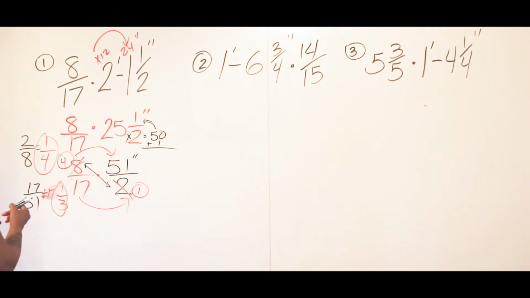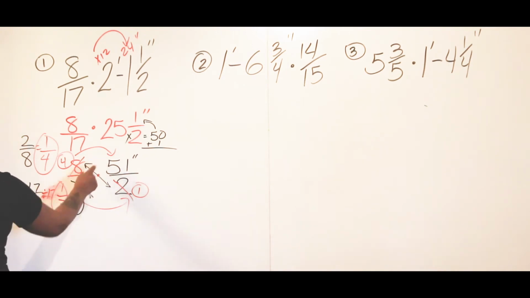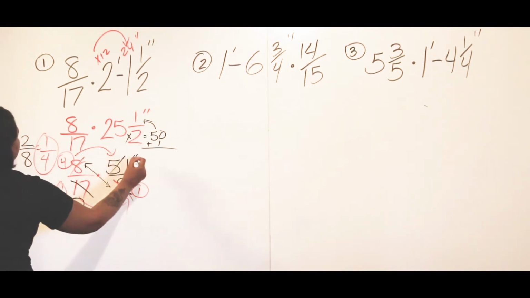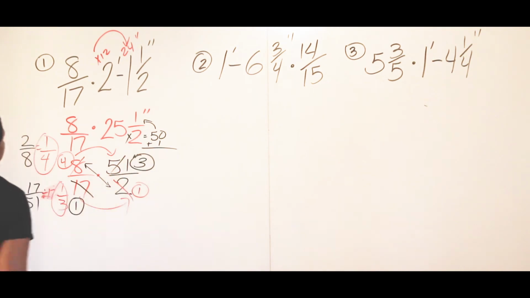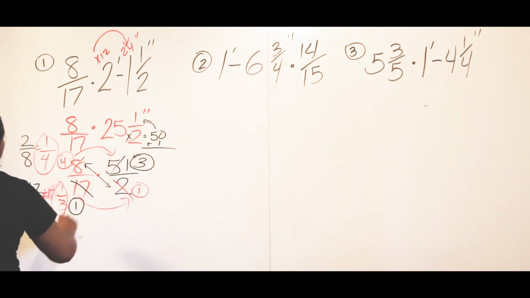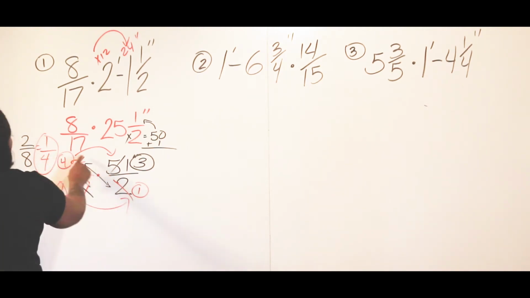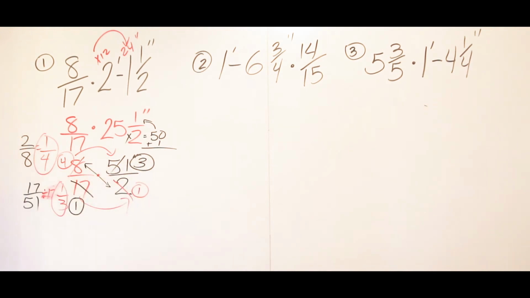So the 17 can go into itself 1 time. It goes into 51 3 times. So now I just cross-reduce to its lowest terms. I can't reduce this any further. I can't reduce this any further. So now I just multiply the two numerators, which is 4 and 3. And then I multiply the denominators, which is 1 and 1.